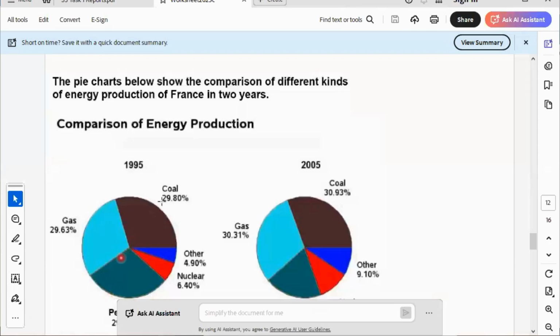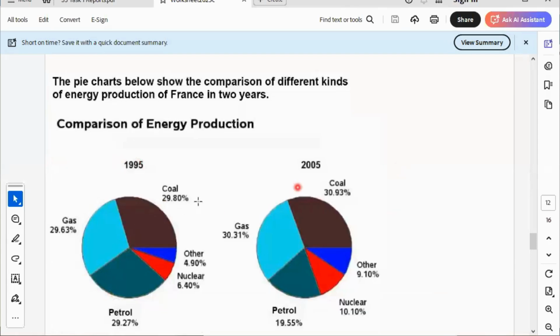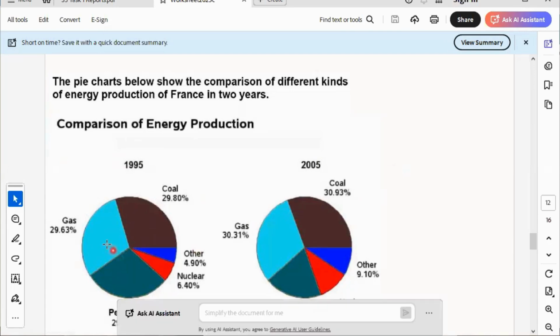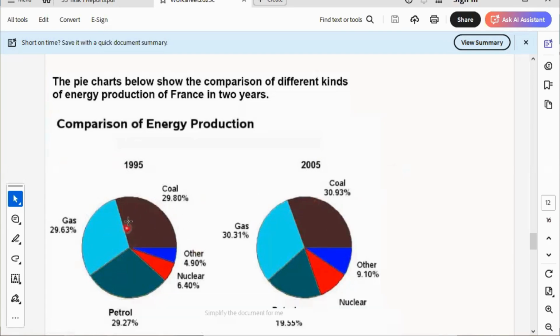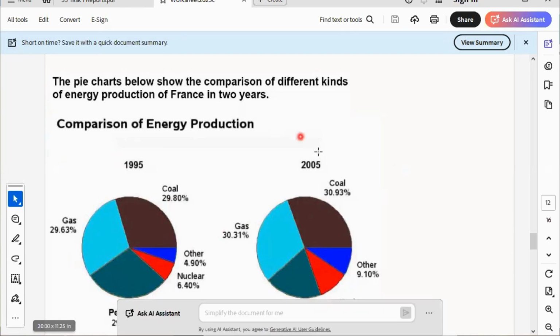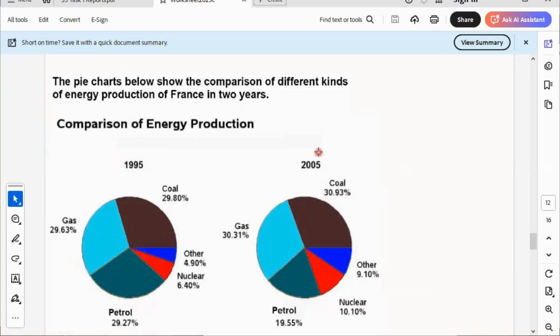If you want to use language of trend, you go across the two years, and you say that the fraction of energy produced from coal increased. The fraction of energy produced from petrol also increased. So you can say the fraction of energy produced from coal and petrol increased during the period, whereas the proportion or the fraction produced from petrol reduced. You can see petrol was 29 and then it reduced to what? It reduced to 19.